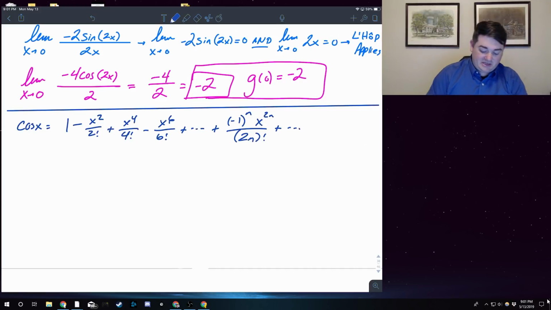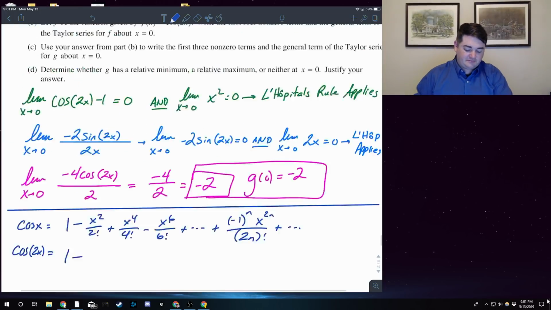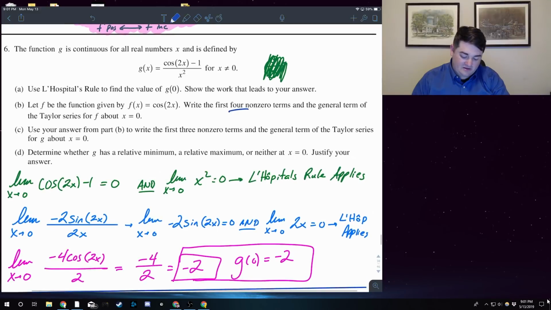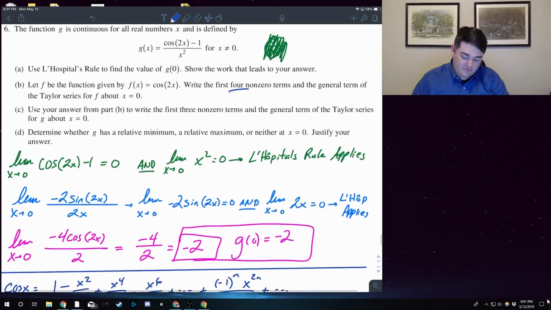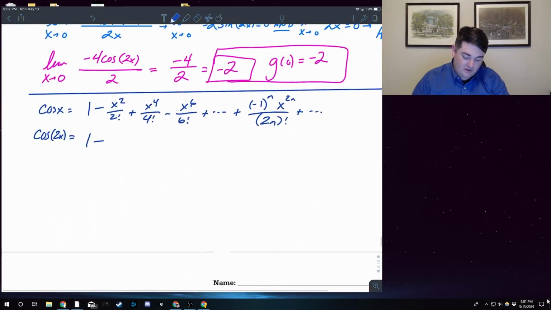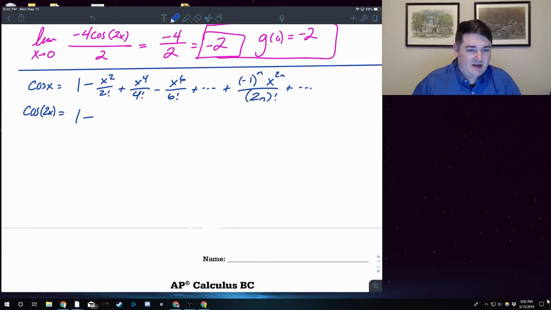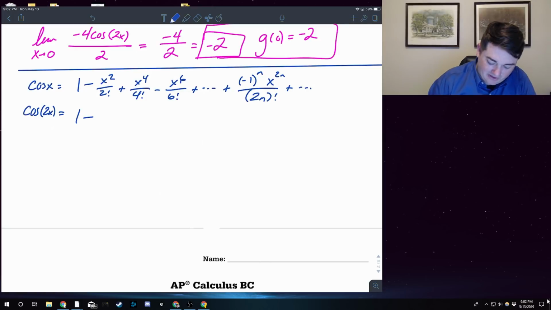And what makes it nice is now when I want to find cosine 2x, this is a simple substitution. 1 minus... oh, hey, they asked for 3 non-zero terms. No, they didn't. I'm looking at the wrong part. 4 non-zero terms. I'm trying to decide how much I want to simplify, and if I don't simplify, it might bite me on the next part. They did ask for 4 terms, so I'll simplify if I need to later.